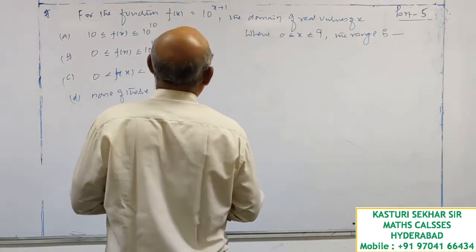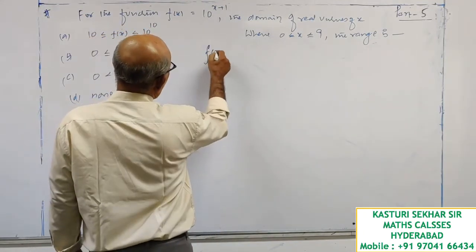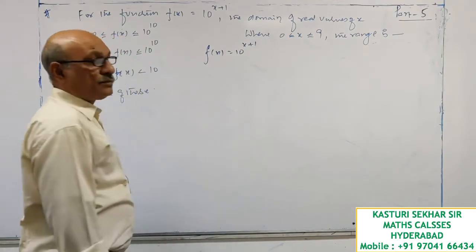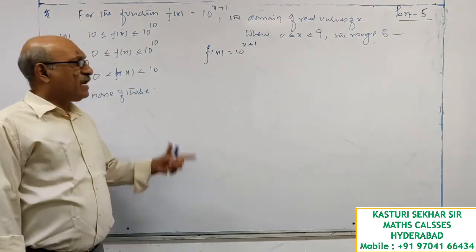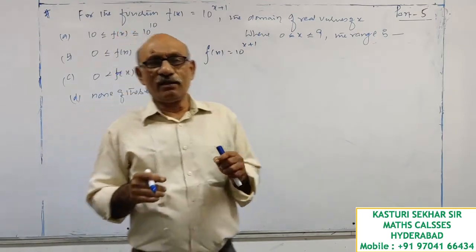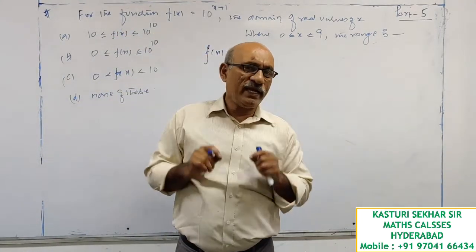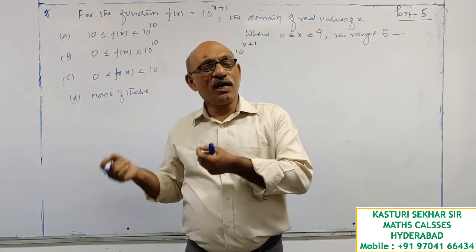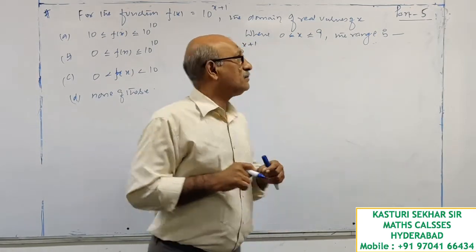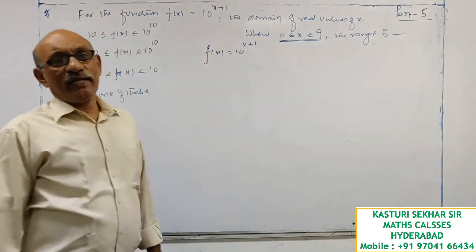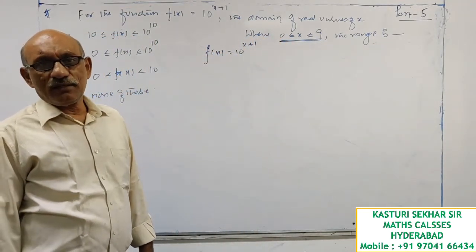Okay. Now f of x is given as 10 to the power of x plus 1. Now, whenever you are solving the problems of function, you think in this manner: what values should I take as input? Then what will be the corresponding output I'll get? It is given in the question. You have to take the values from 0 to 9.